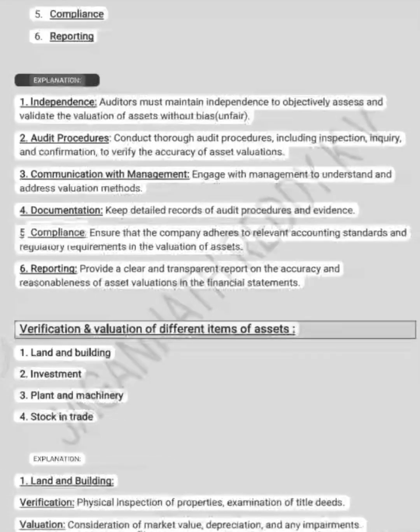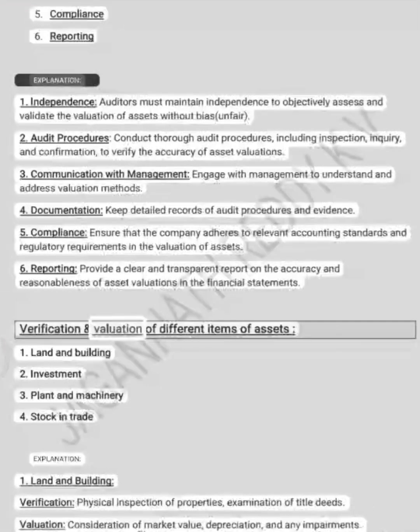5. Compliance. Ensure that the company adheres to relevant accounting standards and regulatory requirements in the valuation of assets. 6. Reporting. Provide a clear and transparent report on the accuracy and reasonableness of asset valuations in the financial statements.